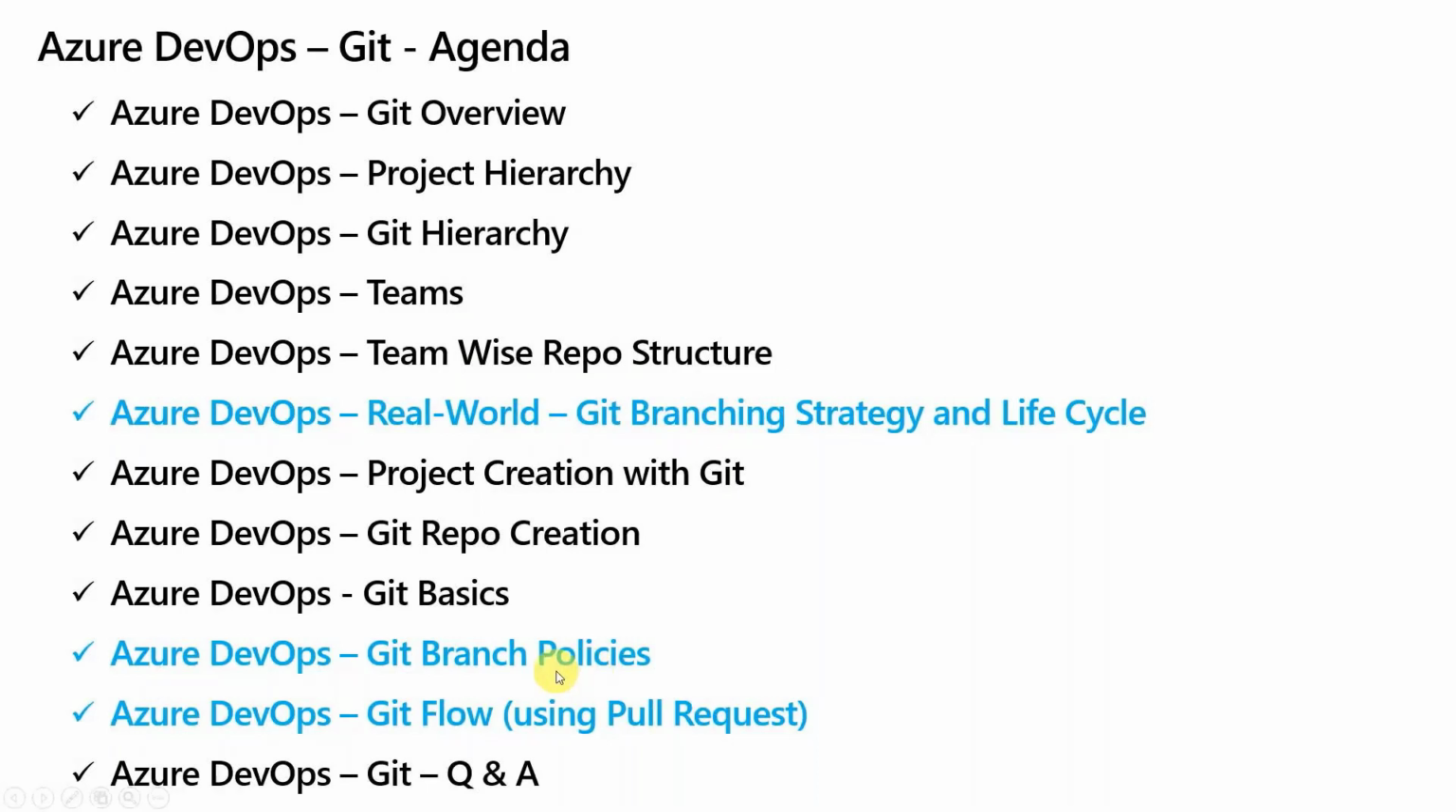And again, these are two interesting things which are very commonly used in the real world. There is a concept called policies. This is also very important. Even in interviews, people would ask about this. We'll also use a concept called Git flow, which is very, very popular. Every project that uses Git will have this concept called pull request. And finally, we'll wrap it up with questions and answers.